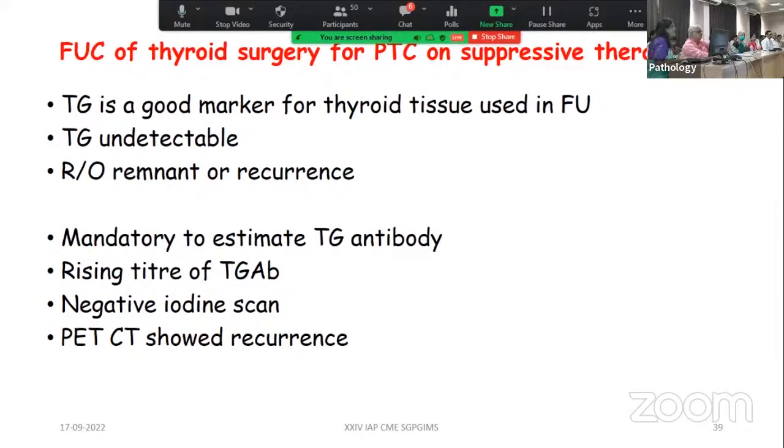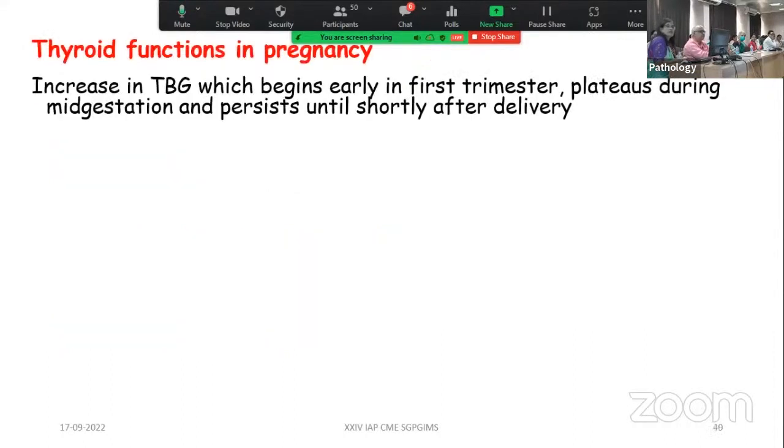A 26-year-old female, 10 weeks into the first trimester of pregnancy, presents with a biochemistry report of high T4 and a suppressed TSH. How do you interpret it? Is it thyrotoxicosis or is it normal thyroid physiology? Most likely it's normal thyroid physiology in pregnancy, because thyroid binding globulin starts increasing in pregnancy, beginning by 8 to 10 weeks of gestation.